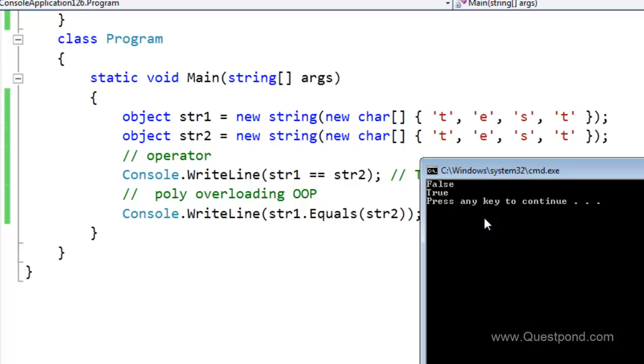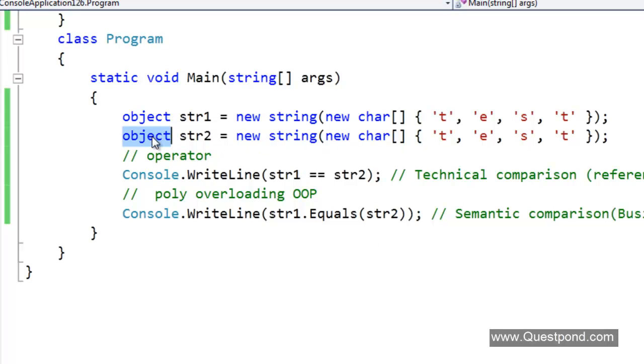So even Microsoft follows this concept internally very well, that it uses Equals to do semantic comparison between objects. It uses equal to do computer based comparison or technical comparison. Now this was about equality. So in other words, from the perspective of equality, the equal to and dot equals are having these differences.